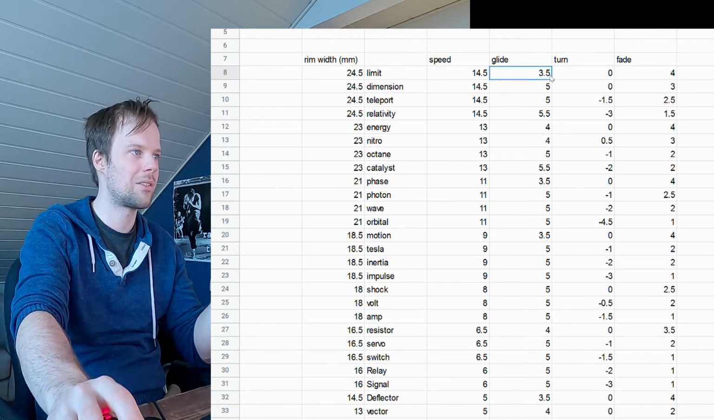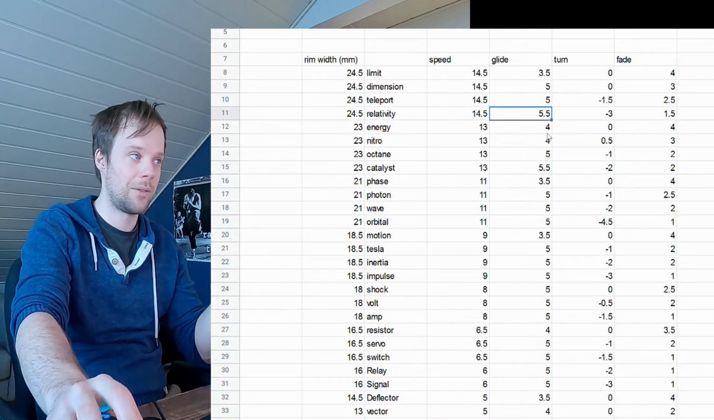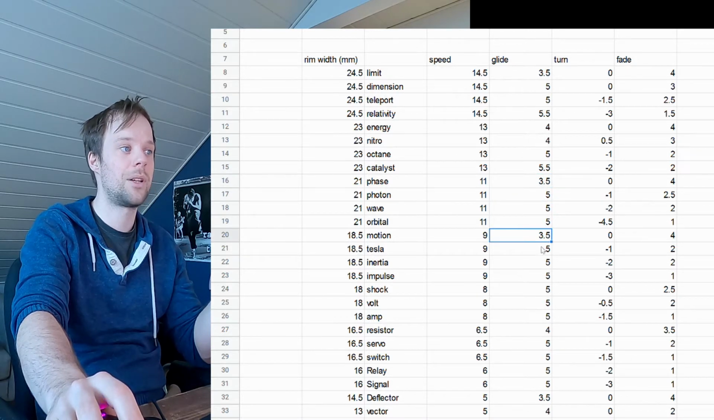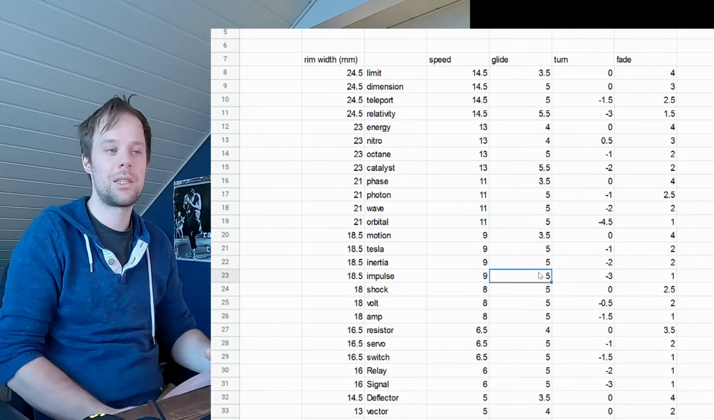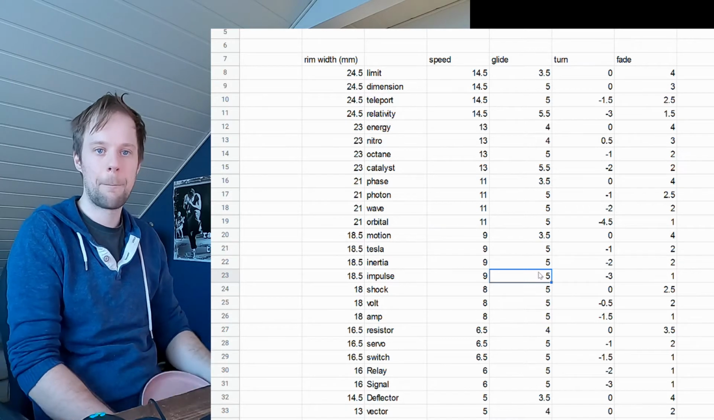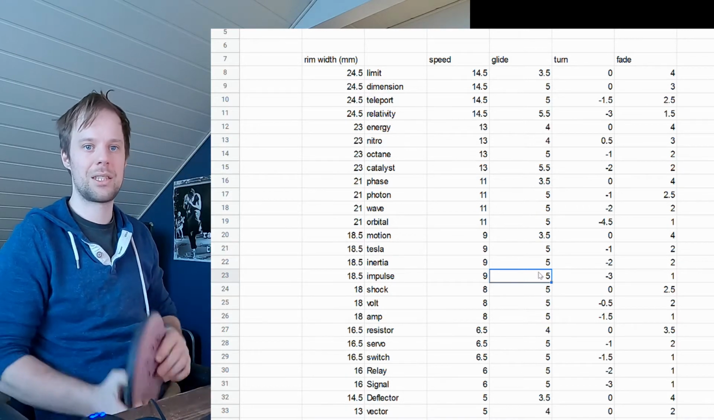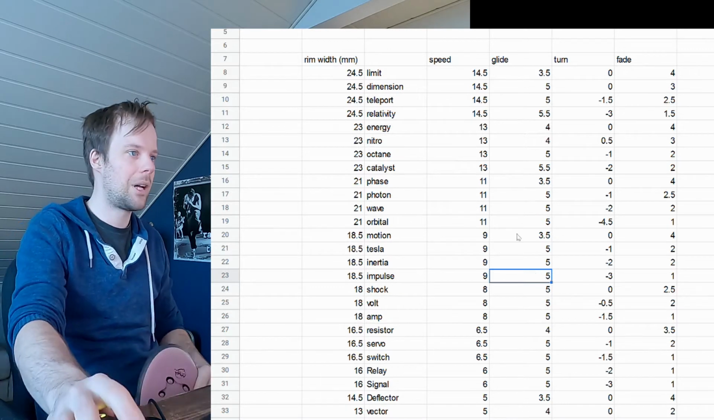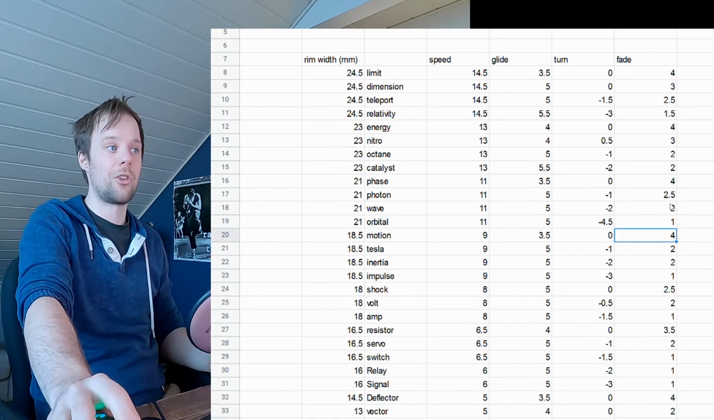So here the limit has only 3.5, 5, 5, and 5.5. Well, here it's not really the case. Energy is 4, 4, 5, 5.5, and then again 3.5, 5, 5, 5, 3.5, 5, 5, 5. So this is the kind of MVP formula. The first disk is something that doesn't have glide, but it also usually has a lot of fade.